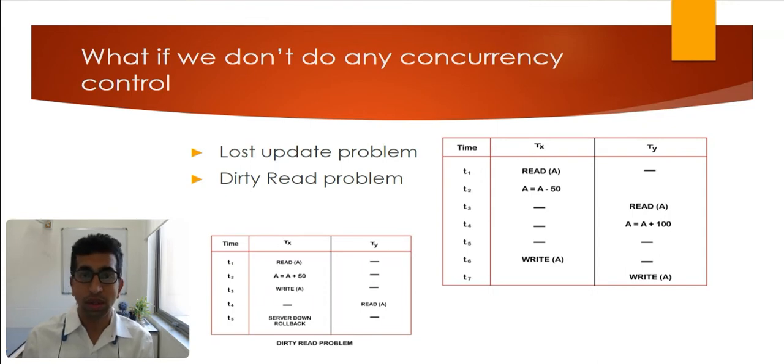Somehow or other, the previous transaction which made changes in the database is now forced to roll back. So what happens to the other transaction which has read the uncommitted changes? That is basically the dirty read problem, and it's one of the very big problems because of which we try to avoid such issues and try to make schedules more and more serializable.